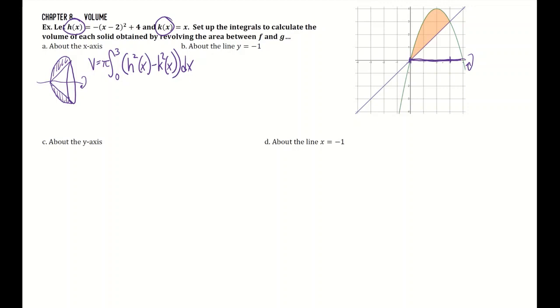All right, about the line y equals -1. So y equals -1 is a horizontal line, but it's way down here. So now we're rotating around this. It's going to look a little similar, like we still have this area, but now we're farther away from my axis of rotation. So it's going to look like this.